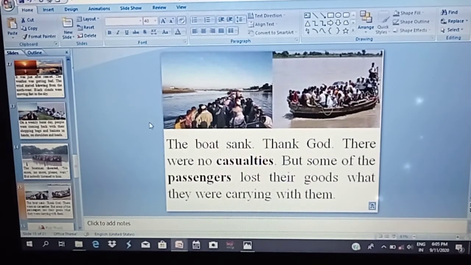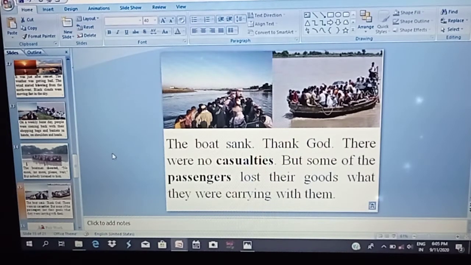In this picture, the boat sank. নৌকাটি ডুবে গেল. Thank God there were no casualties. সৃষ্টিকর্তাকে ধন্যবাদ যে সেখানে কোনো দুর্ঘটনা ঘটেনি. But some of the passengers lost their goods, what they were carrying with them. কিন্তু কিছু যাত্রীরা তাদের মালামাল, তাদের বাজার সদাইগুলো হারিয়ে ফেলেছিল যা তারা তাদের সাথে করে নিয়ে যাচ্ছিল.